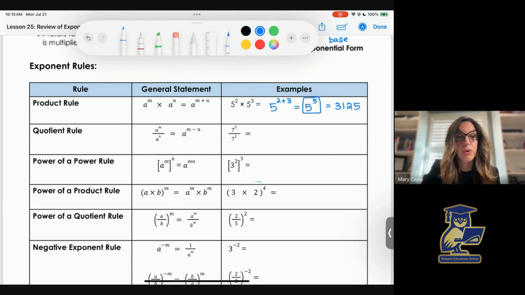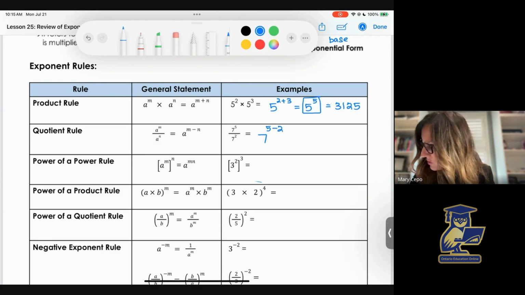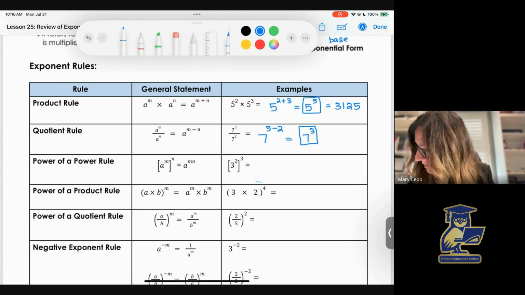The quotient rule. The quotient rule is used when you divide powers with the same base. In that case, you would subtract those exponents. So 7 to the exponent of 5 divided by 7 to the exponent of 2, we'd keep the base. You always keep the base and simplify by subtracting those exponents. So 5 minus 2, which is equal to 7 to the power of 3. If we took 7 times 7 times 7, meaning 7 multiplied by itself 3 times, that would be 343.